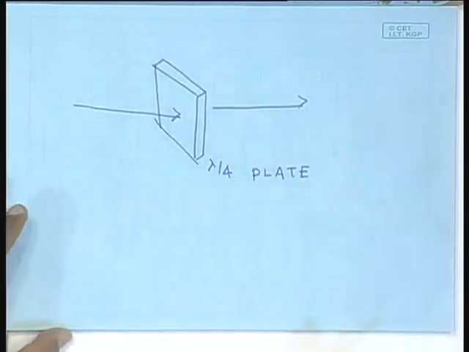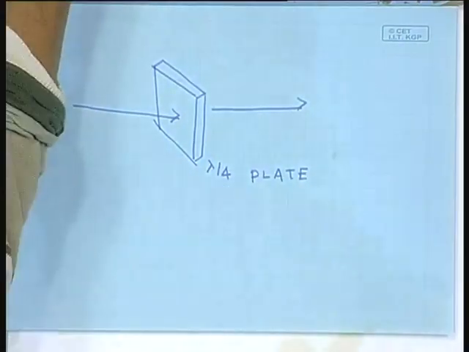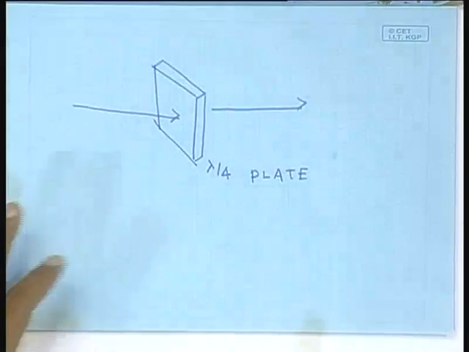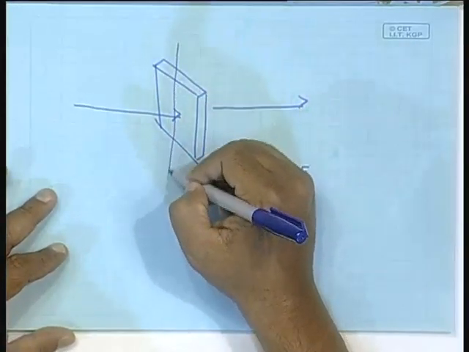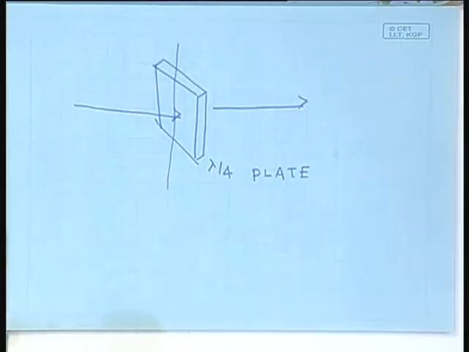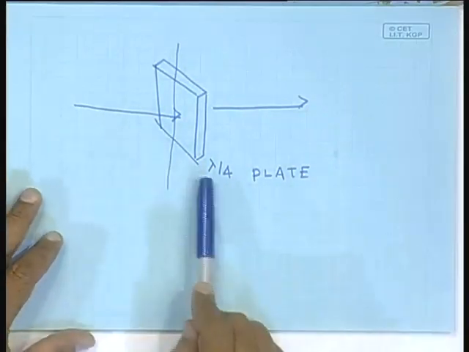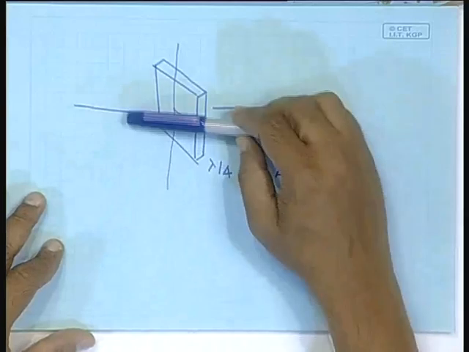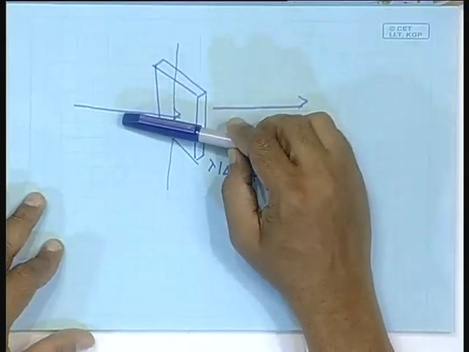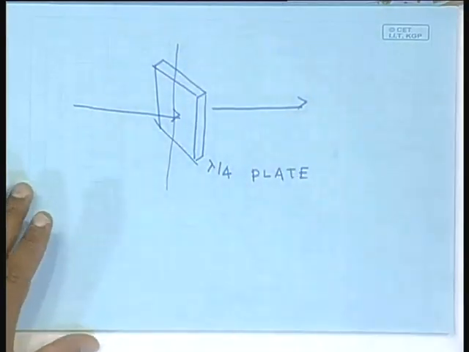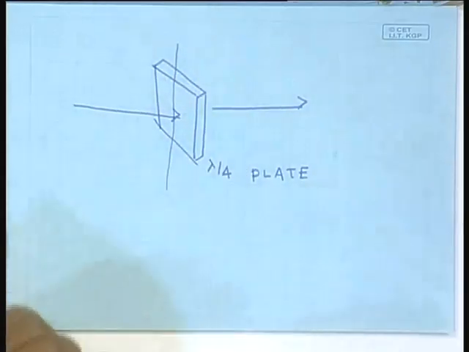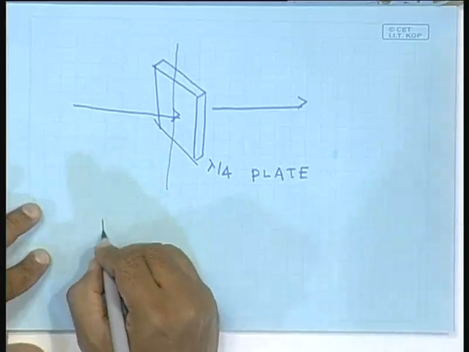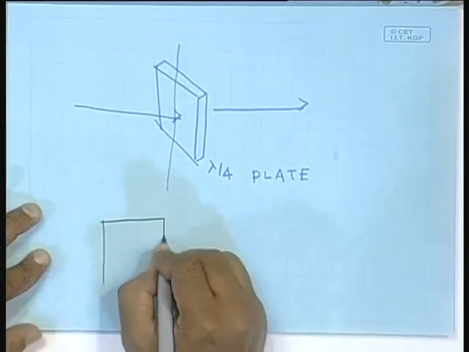What does a lambda by 4 plate, a quarter wave plate, do? It introduces a phase difference. If this is the optical axis, it introduces a phase difference of pi by 2 between light which is polarized like this and light which is polarized perpendicular to the optical axis. Now, let us consider a situation. Let me draw a picture face on. So, this is the quarter wave plate seen face on.